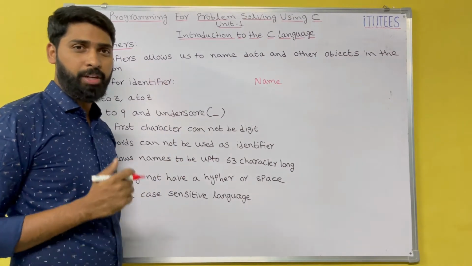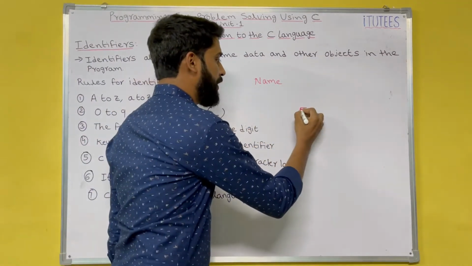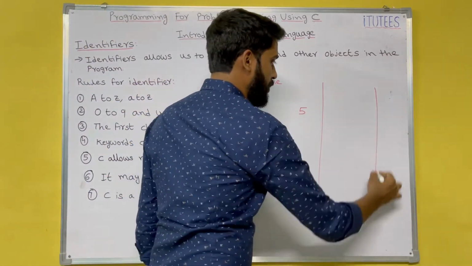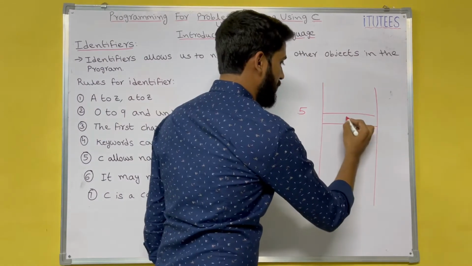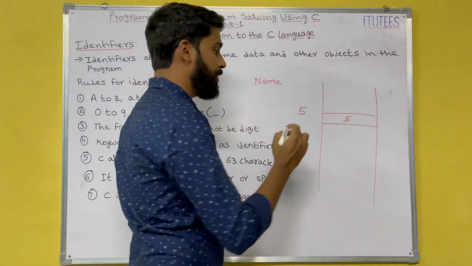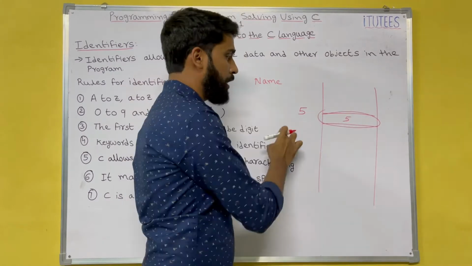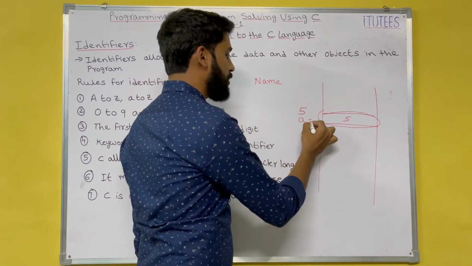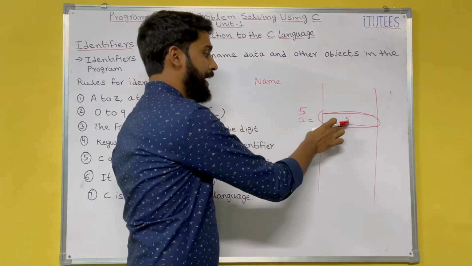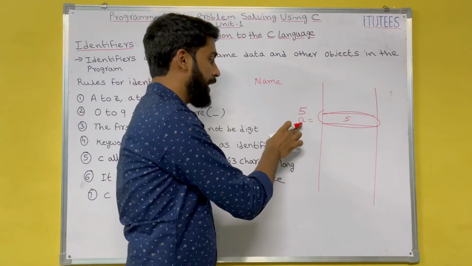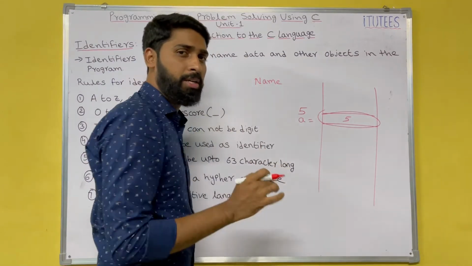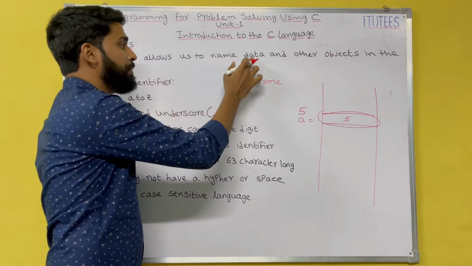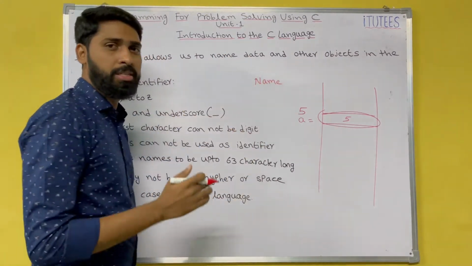some data. That means, if there is a data 5, in the computer system this 5 is stored in some location. How can we identify this location? By giving a name to this data. I give A equals to 5. Now this data is identified with the identifier A. Okay, so now we see the definition. The identifiers allow us to name data and other objects in the program.